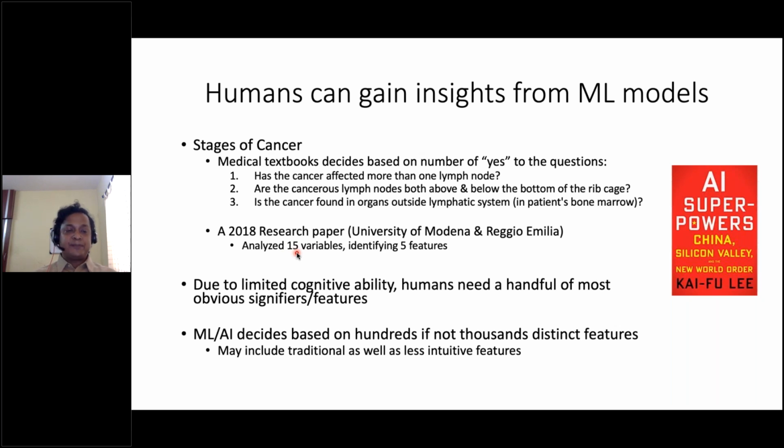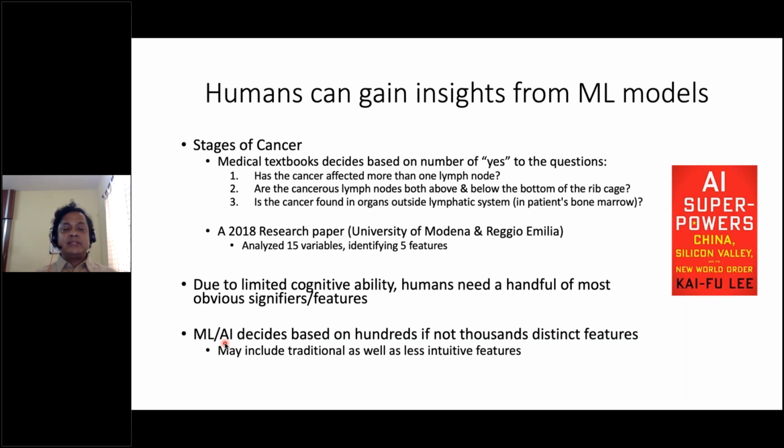Why is there this difference? The difference is due to limited cognitive ability. We human beings have a very limited cognitive ability. When taking a decision, we always try to find a handful, a very limited number of obvious significant features, and based on those we take the decision. But on the other hand, in a machine learning or AI system, the number of contributing factors, which we call features, is in the hundreds, if not thousands.